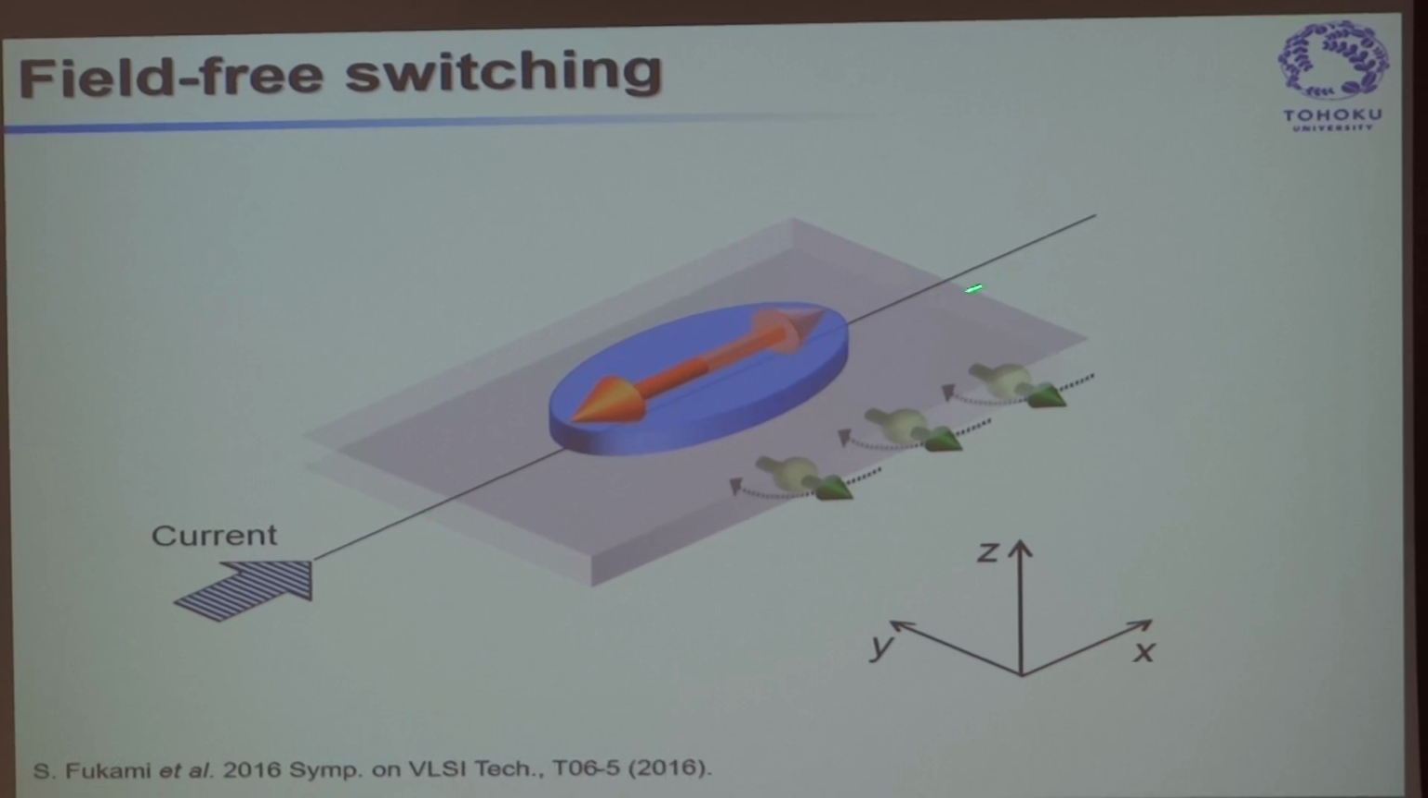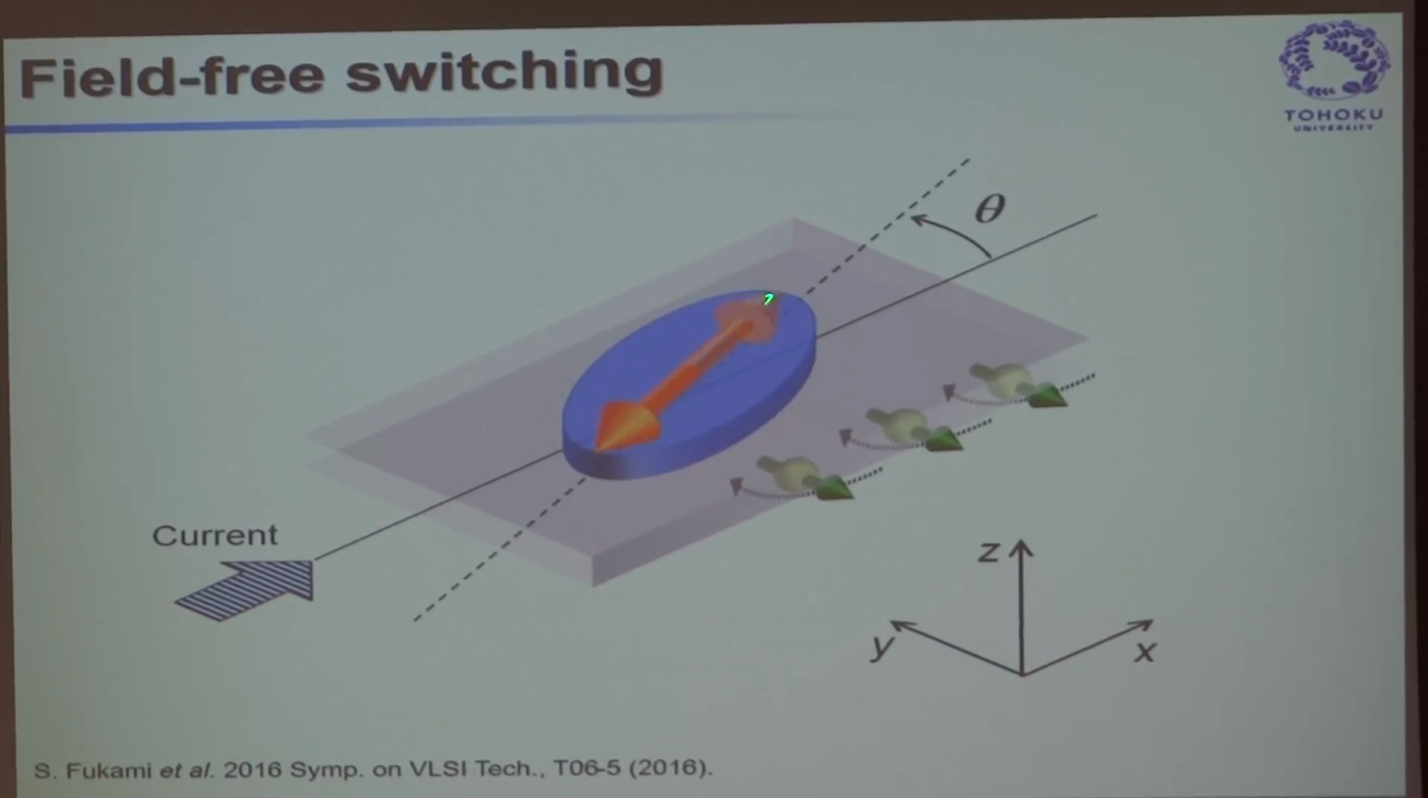But here we need, as I have shown, a magnetic field in the Z direction. But I've also shown that if you rotate 90 degrees, we get field-free switching. So why not just slightly tilt this one, so that we can enjoy the field-free switching in addition to the fast switching.